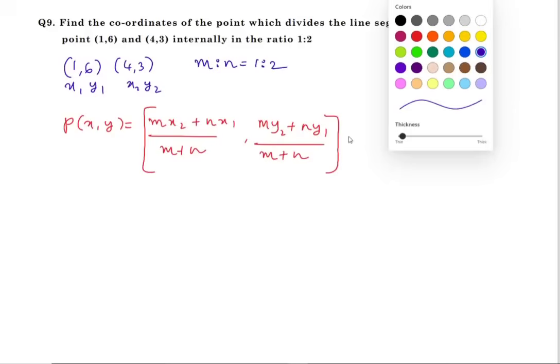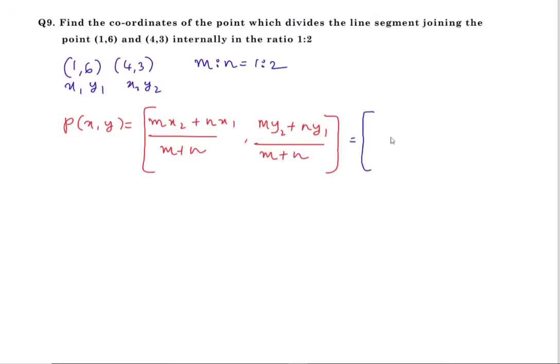Now what you need to do is just substitute the values. M value is 1, n value is 2. That is 1 into x2, which is 4, plus n value 2 into x1, which is 1, divided by 1 plus 2. And 1 into y2, which is 3, plus 2 into y1, which is 6, whole divided by 1 plus 2.